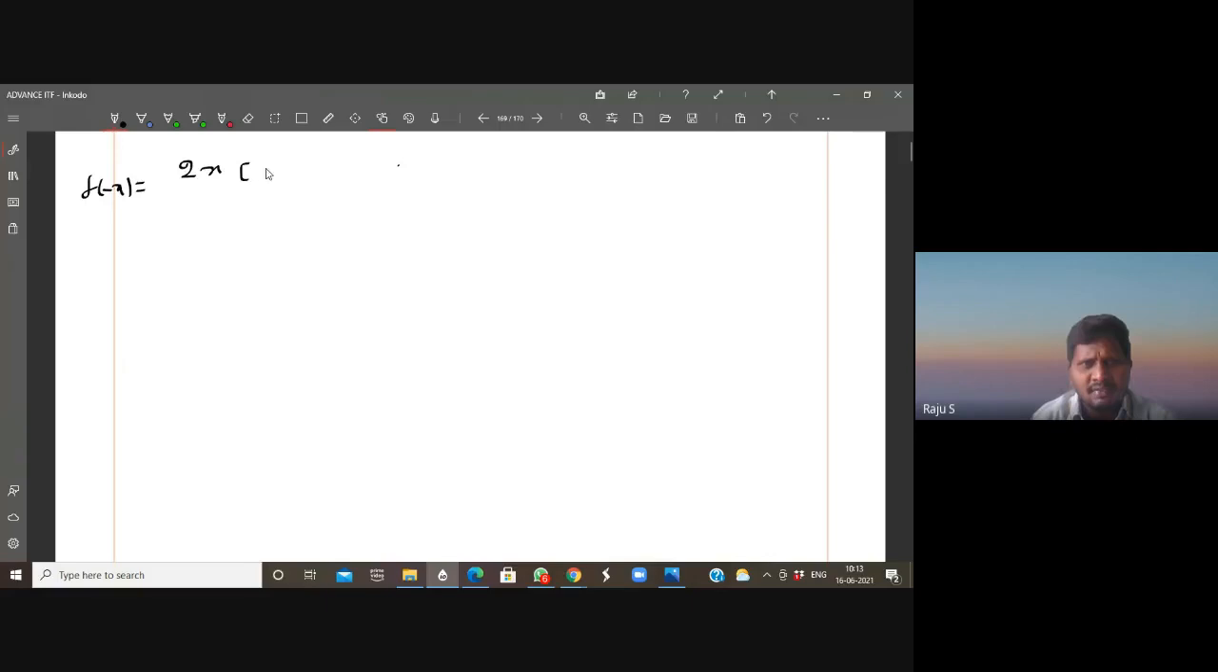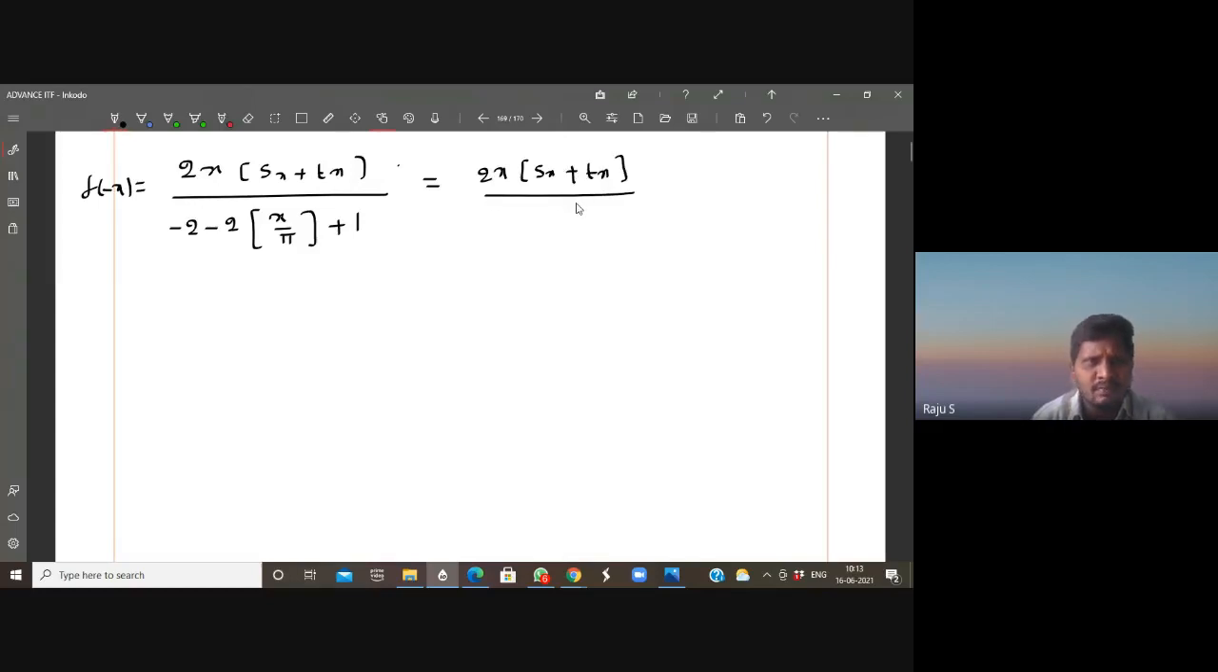So the numerator will be as it is, sin x plus tan x, because minus into minus is plus. The denominator alone, we multiply with 2 here: minus 2 times of x by pi plus 1. Am I right? So this is equal to 2x sin x plus tan x by 2x. Then what about the remaining value: minus 2 into x by pi minus 2 plus 1 minus 1.